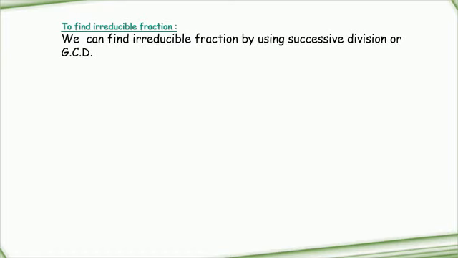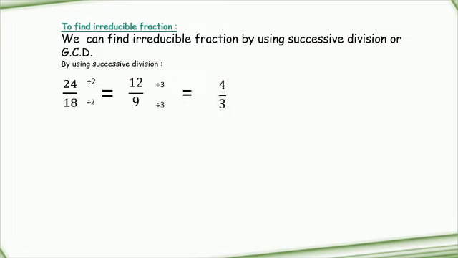Irreducible fraction. To find the irreducible fraction, we have two methods: successive division or the GCD. We will start by using successive division. We have 24 over 18. We can divide the numerator and denominator by 2. So 24 divided by 2 is equal to 12, and 18 divided by 2 is equal to 9. 12 and 9 can be divided by 3. So 12 divided by 3 is equal to 4, and 9 divided by 3 is equal to 3. So 4 over 3 is the irreducible fraction.